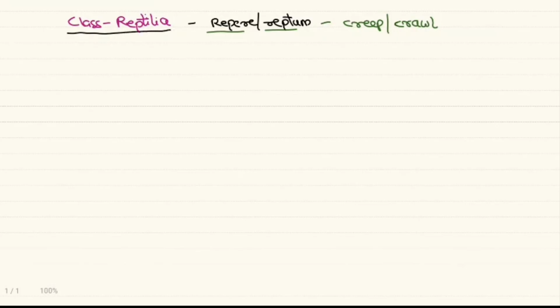Let's discuss the class Reptilia. The word Reptilia comes from the Latin word repere or reptum. This word repere or reptum means creeping or crawling. That is, the class Reptilia includes those animals which are generally creeping or crawling forms. So class Reptilia includes the animals which generally creep or crawl.